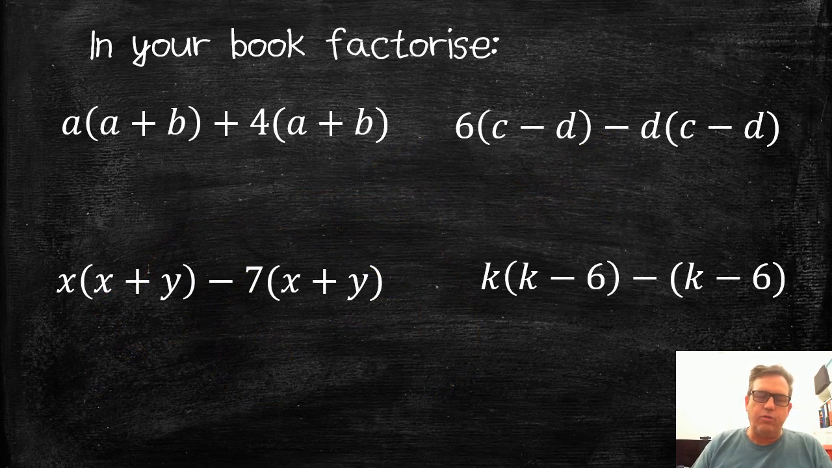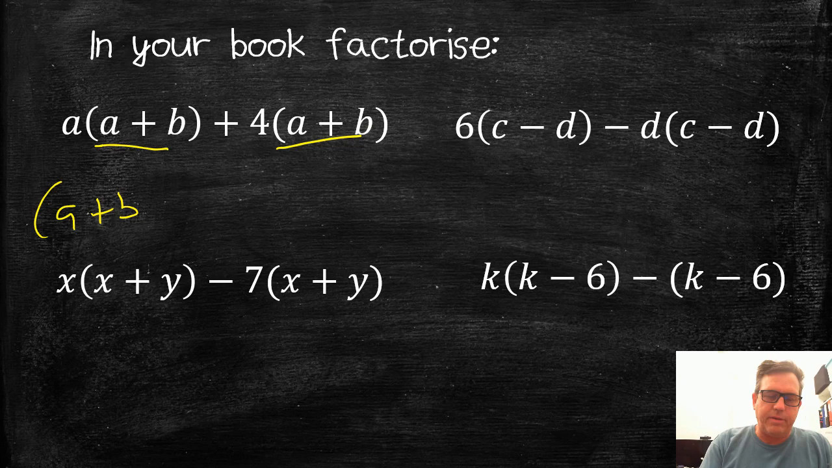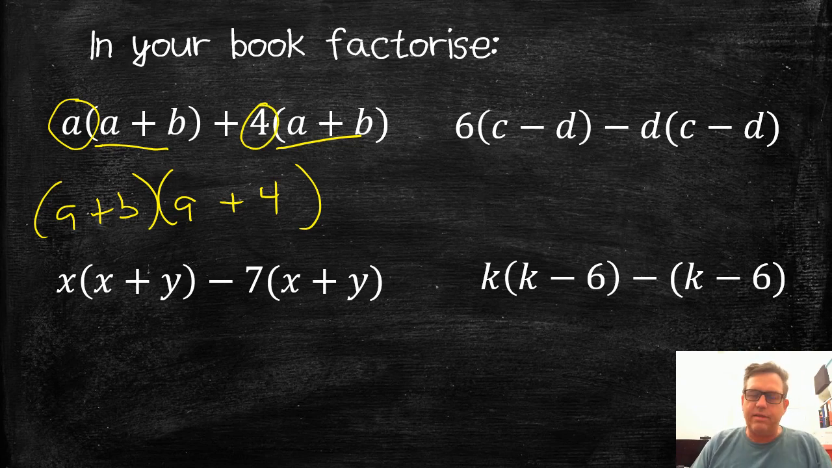Okay, I want you to pause your video. I want you to factorize these four in your books, and then we'll start the video and see how we did. Okay, let's see how we did. The first one, they have a common factor of (a plus b). So I can factor out an (a plus b), and I'm left with a plus 4. I'm left with this a and this 4 when I factor out the (a plus b).